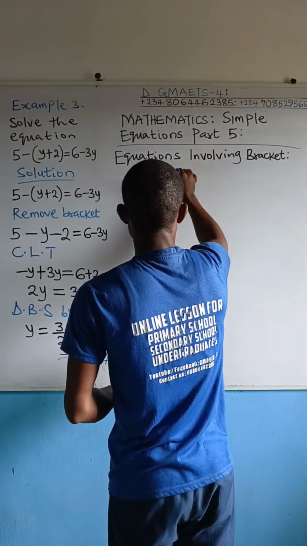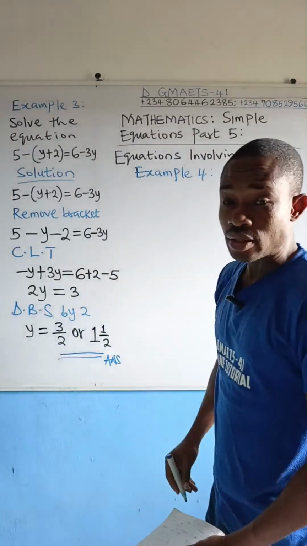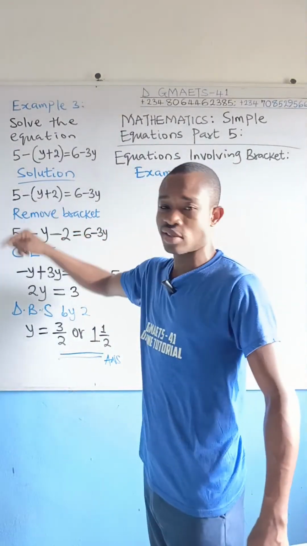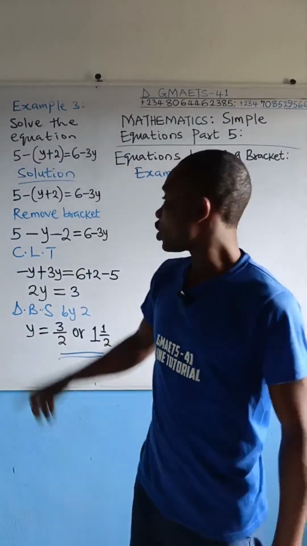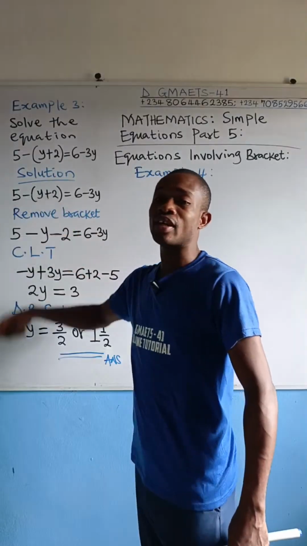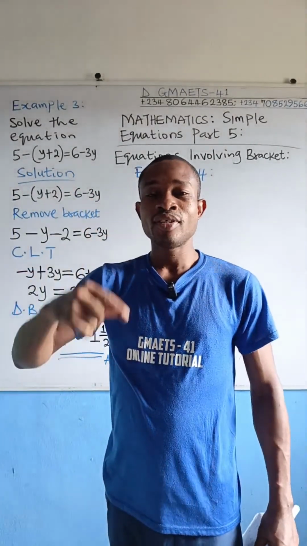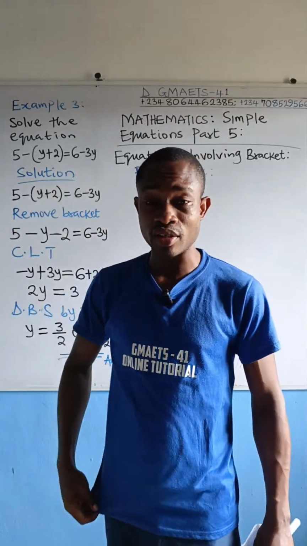Remember, the new thing you learned from this example 3 is that if minus opens bracket, the signs inside the bracket will do what? Change. Don't forget that. Because you are using minus to multiply something in the bracket. And when minus multiplies another sign, the sign will change. The sign that you're using the minus to multiply will change.